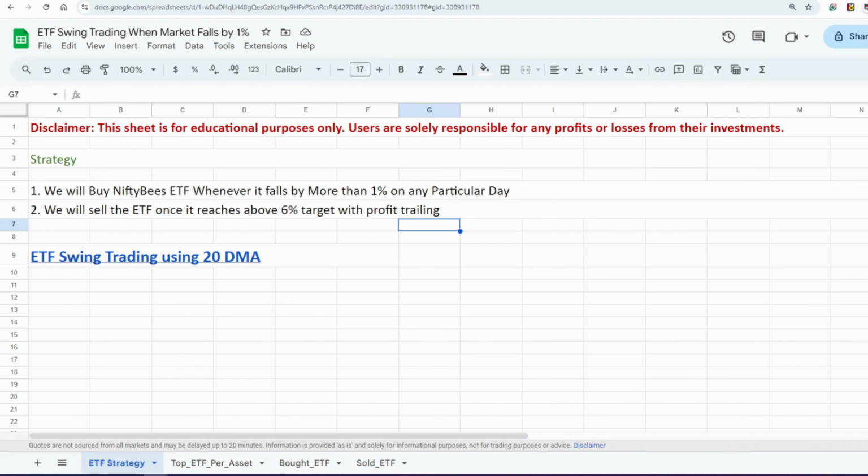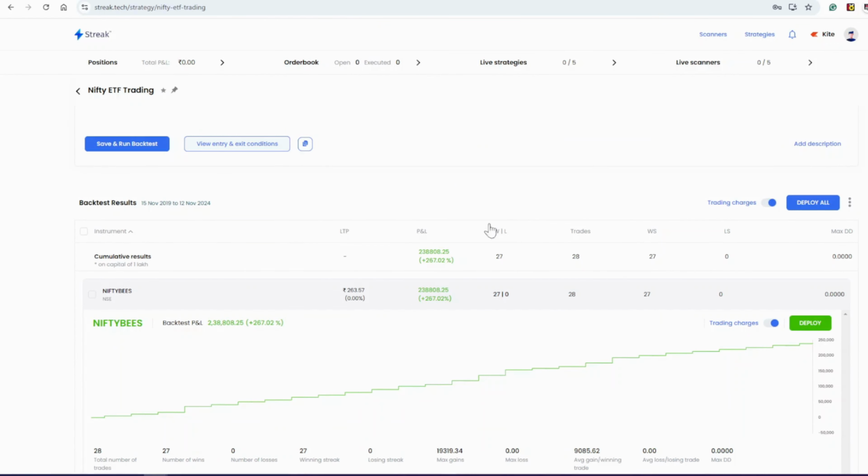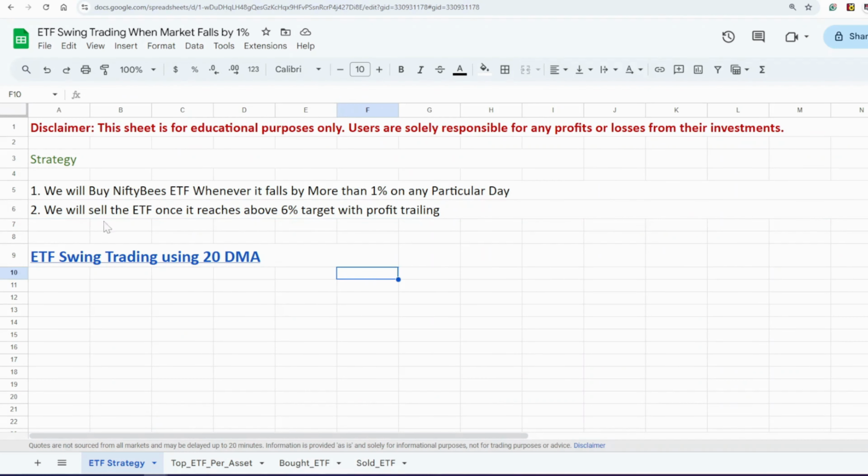Now I have also created this Google sheet where we can track whether the market has fallen, whether the Nifty 50 has fallen by 1%, and if yes, then we will buy it. And also we can track whether whatever I have bought has achieved the 6% target or not. The strategy I have already talked about: we will be buying the Nifty BeES ETF whenever it falls by more than 1% on any particular day. We will sell the ETF once it reaches the 6% target with profit trailing. In the backtest, there was no profit trailing, but out here we are keeping the profit trailing.